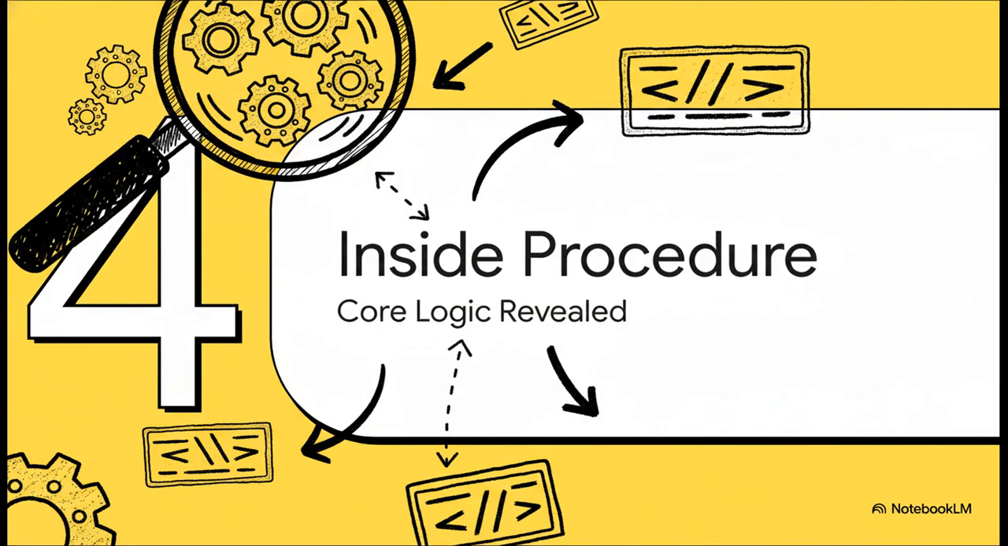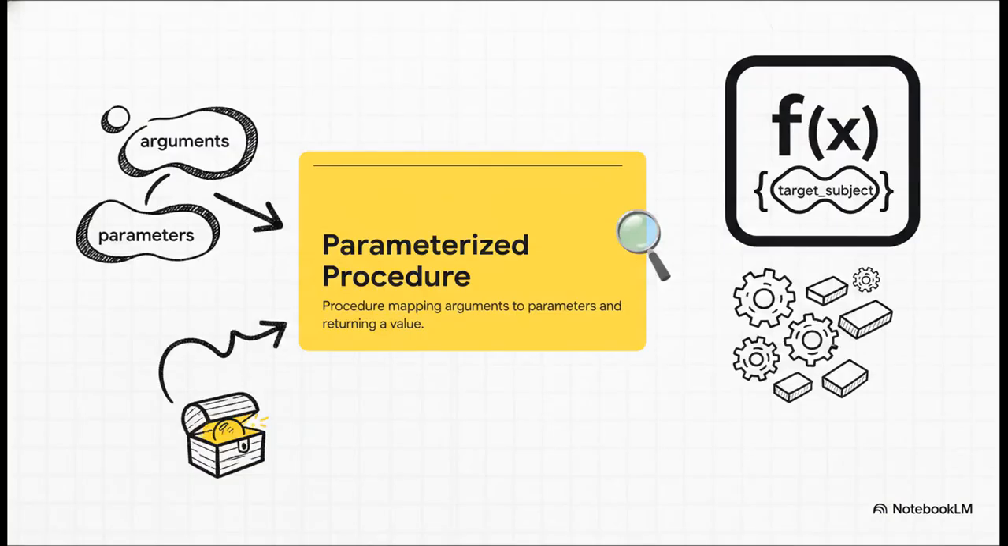Section 4. Inside the procedure. Let's focus our magnifying glass on the core logic. First, let's establish a formal definition. What exactly is a parameterized procedure? It's a student-developed procedure with arguments mapping to parameters that returns a value back to the caller. In our tracker, our compute streak function specifically takes records and target_subject as its crucial parameters. This design is what allows the code to be reusable for literally any subject the user wants to test.